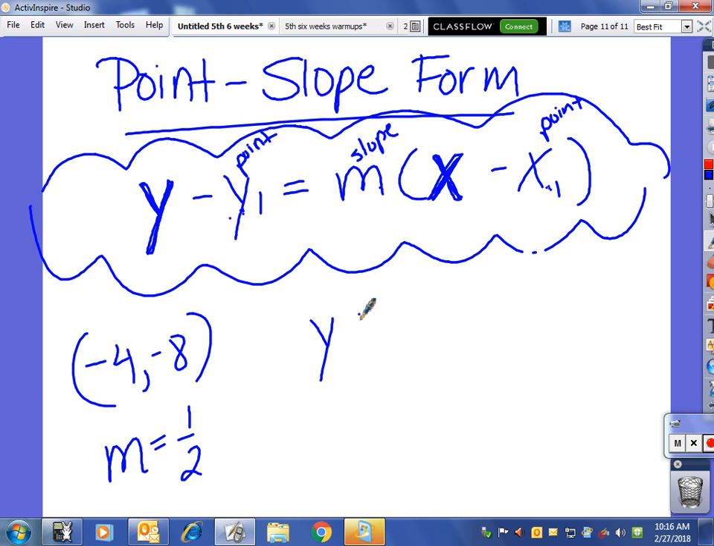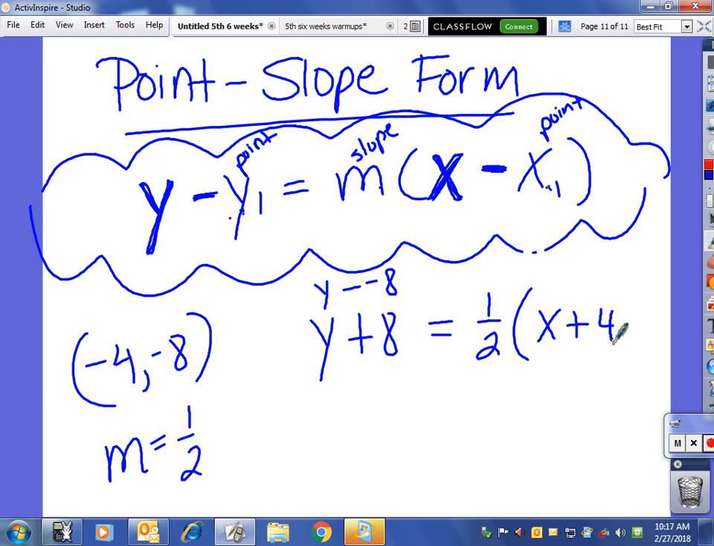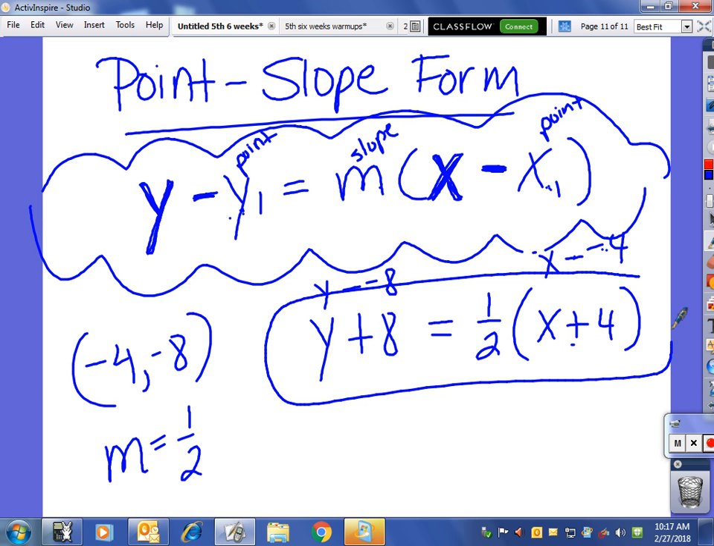Y plus 8, because it has a minus in the formula. How did it become a plus? Because you subtracted a negative. Y minus -8 does become y plus 8. That's correct. Equals what? 1/2 parentheses. Yeah, it started out as x minus -4, but subtracting a negative really turns into adding a positive. That's the answer in point slope form.